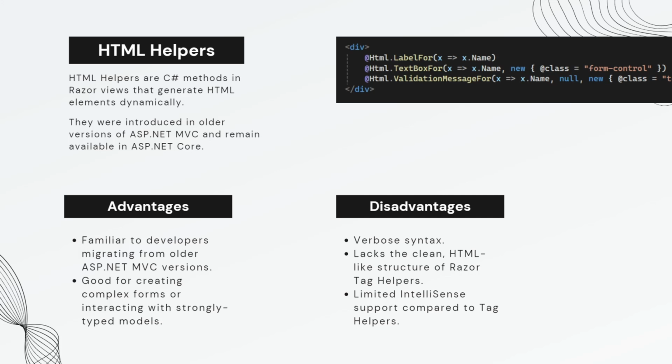It's good for creating complex forms or interacting with strongly typed models. Some disadvantages are the verbose syntax. If you see here, it's a really verbose syntax. It lacks the clean HTML-like structure of Razor tag helpers. It's not like HTML. You'll see that tag helpers is pure HTML with just some differences. This syntax is kind of awkward if you are not familiar with HTML helpers. It has limited IntelliSense support compared to tag helpers. Tag helpers have more IntelliSense support.